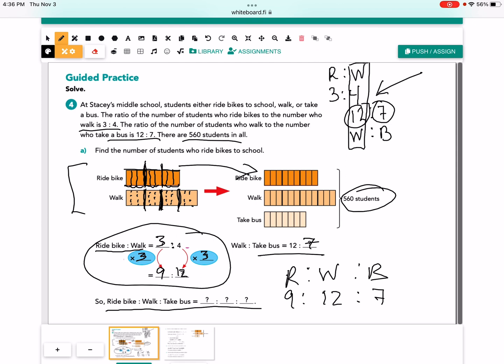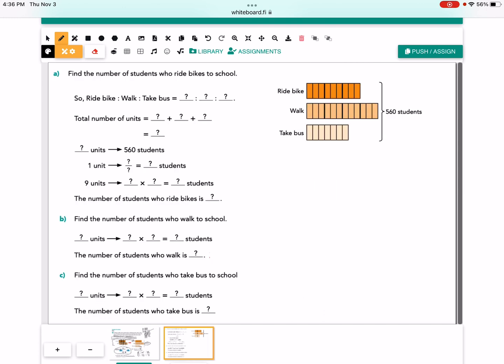And have we answered our question? Not really, because our question's still up here. Find the number of students who ride bikes to school. Can you do it now at this point? If all of the units are the same, you should be able to figure it out. And each unit, do we know what each unit is? We don't yet. That's what we have to do next.